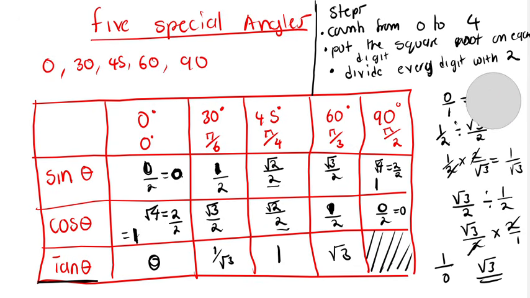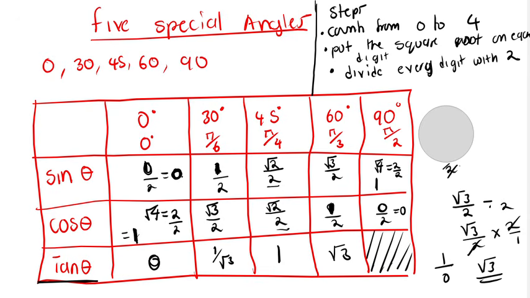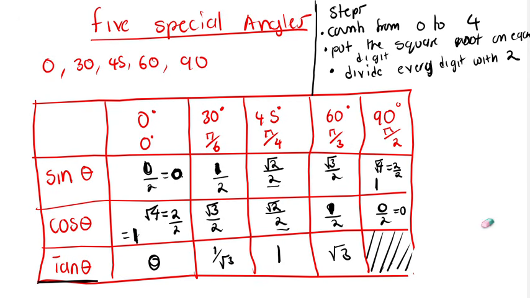Okay, now this is the most important box that you require to know when it comes to what we call the 5 special angles. So these are the most important special angles that you require you to take note of.